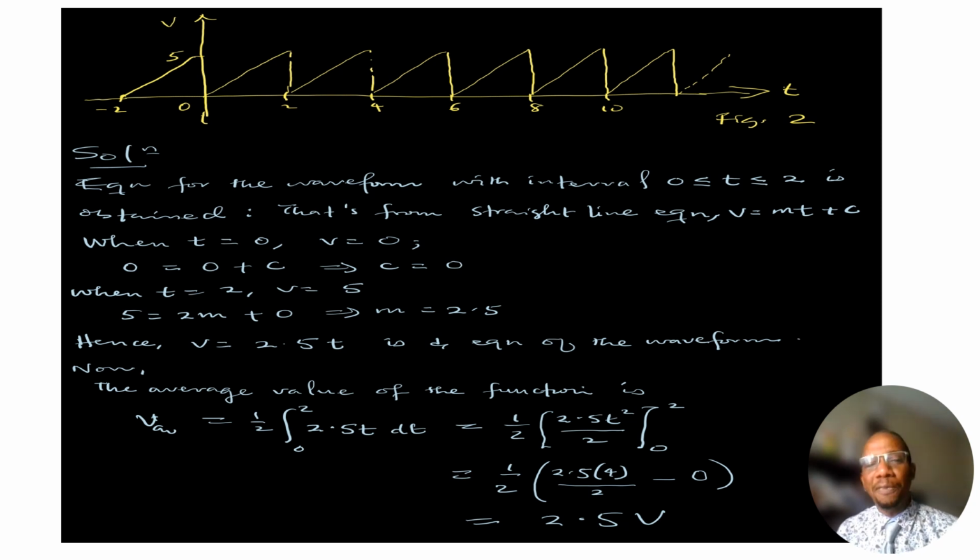The next is to get the average value of the function. v equals 2.5t. Using our formula, it is now the integral from 0 to 2 of 2.5t dt. That's 1 over 2, 2.5t squared over 2, from 2 to 0. We are looking at a definite integral here. This gives us 2.5 volts, because v is for volt and t is for time. It's a signal that gives this kind of waveform, and it's v against t.